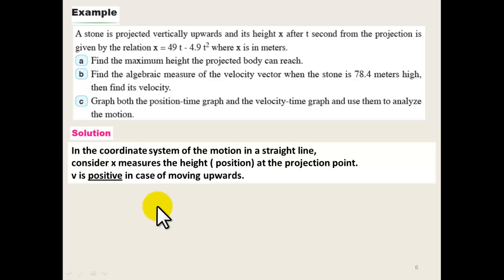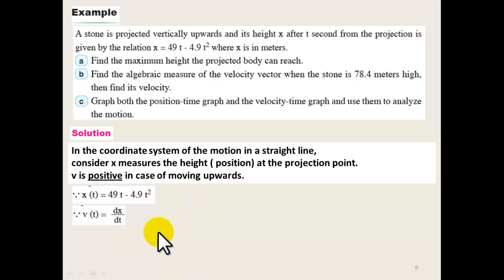Solution: in the coordinate system of the motion in a straight line, consider x measures the height or the position at the projection point. V is positive in case of moving upwards. So this is the deal. x(t) equals 49t minus 4.9t square. It is given.